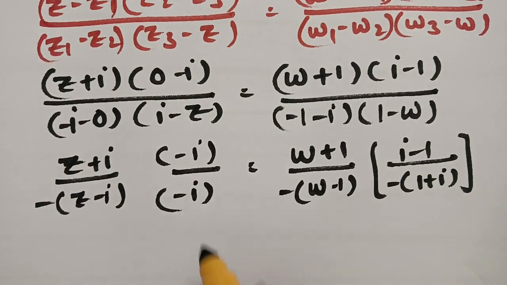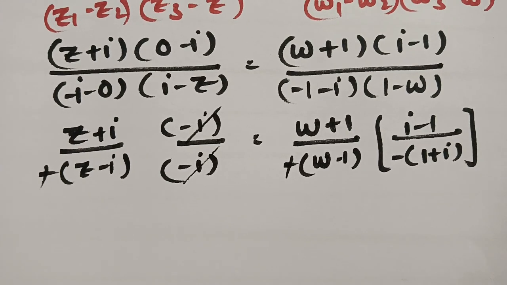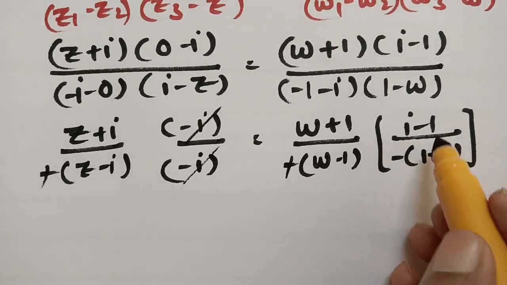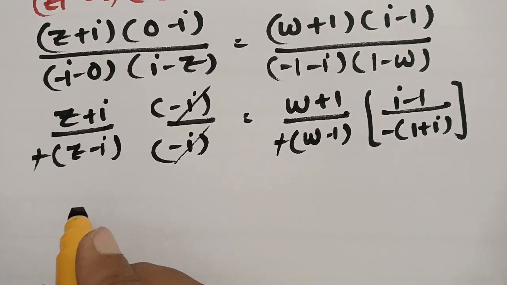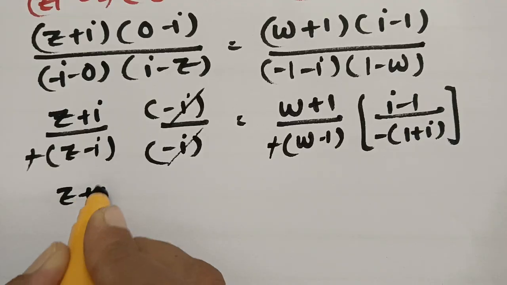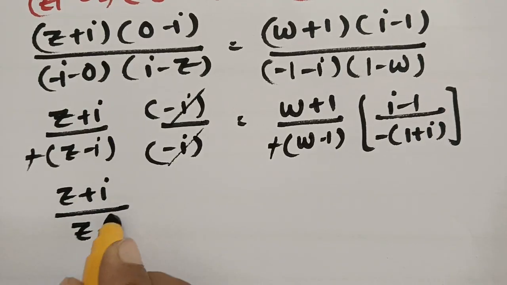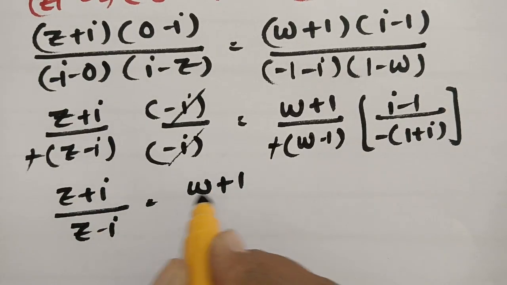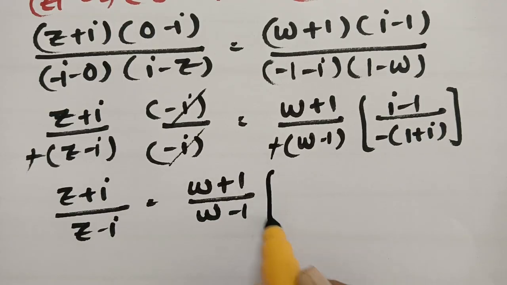Clear? Now I am going to cancel plus i and minus i. So this minus and this minus got cancelled. And see what happens here. Now I am going to send all the values here to the other side. Now I am going to rationalize this one. So after rationalizing, this is z plus 1 by z minus 1. See what happens here. This is w plus 1, this is w minus 1.